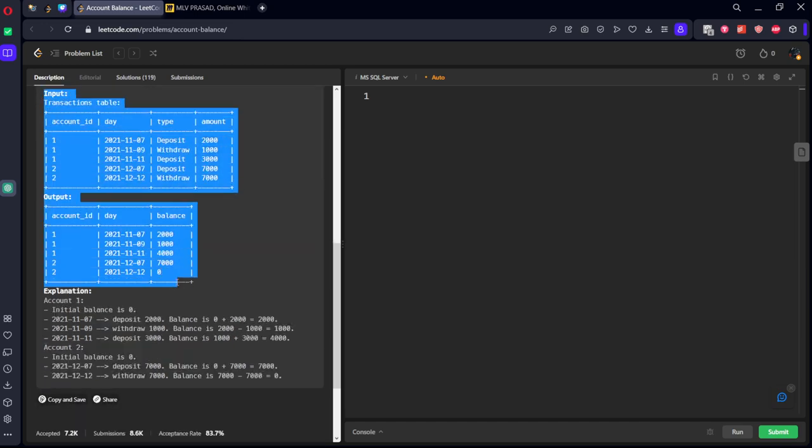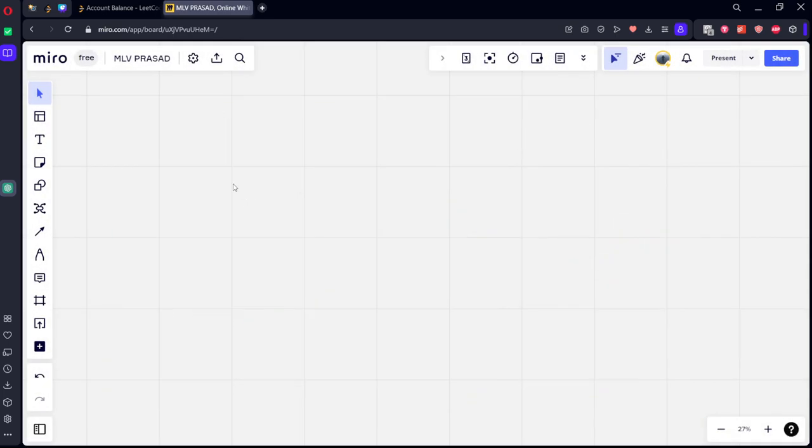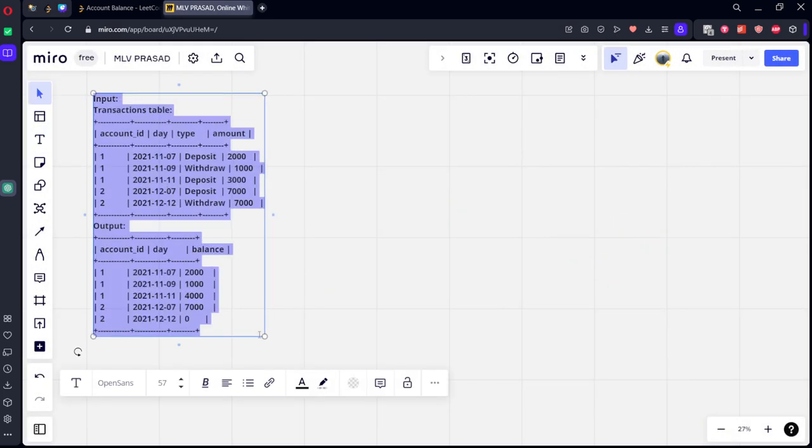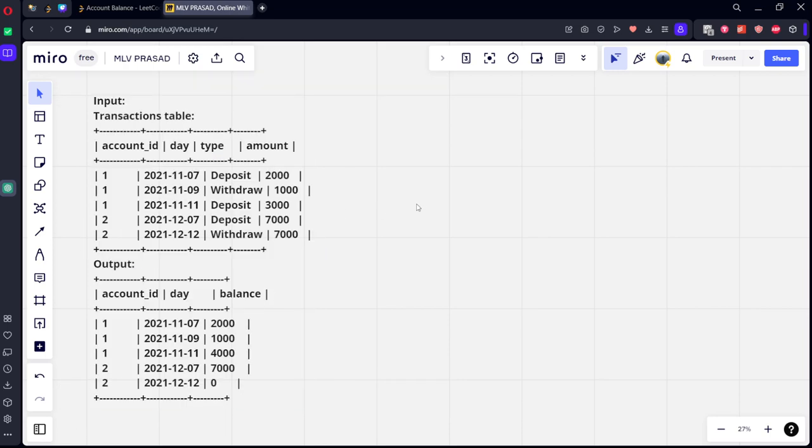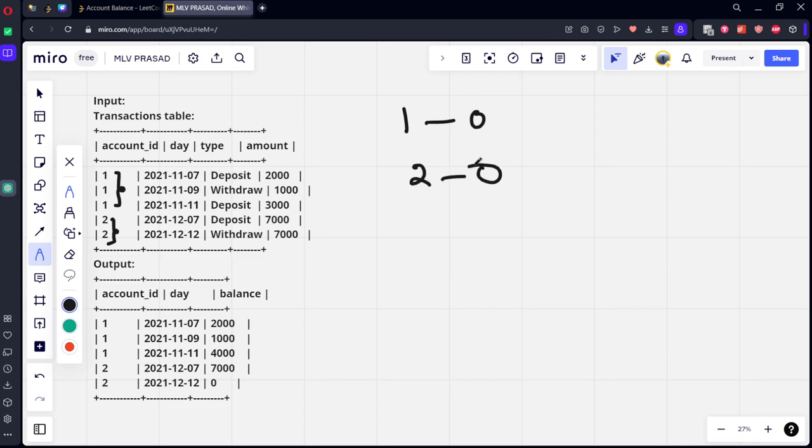Let's see an example. Here you can see there are two customers, customer 1 and customer 2. Customer 1 has done 3 transactions, and customer 2 has done 2 transactions. Initially, 1's balance is 0, and 2's balance is also 0. On the first day in sequence, on November 7th, he deposited 2000 rupees. Deposit means the amount is added, so plus 2000. So his balance on that day is 2000.